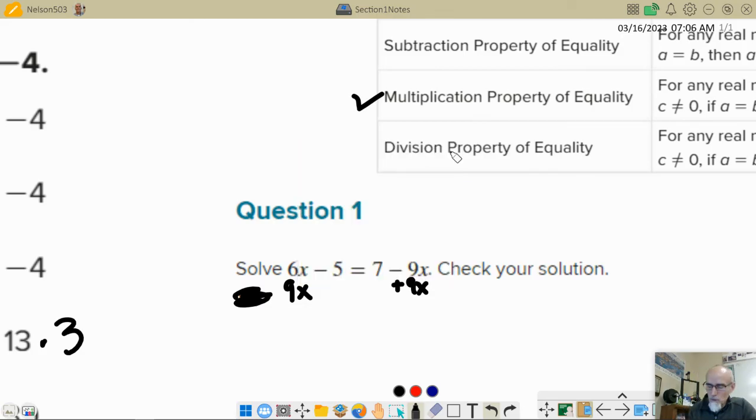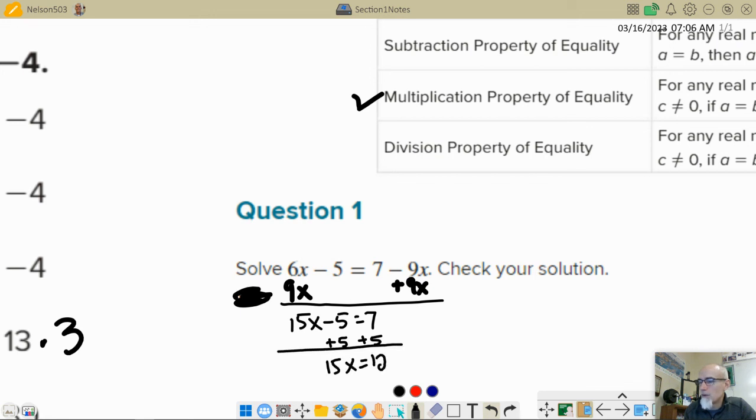Okay. So if I add those like terms now, 6x and 9x, I get 15x. And if I add 9x to negative 9x, I have no 9x's on the right side, right? Okay, so how am I going to get rid of this -5? Well, I'm going to add 5 to both sides, and I end up with 15x equals 12, right?